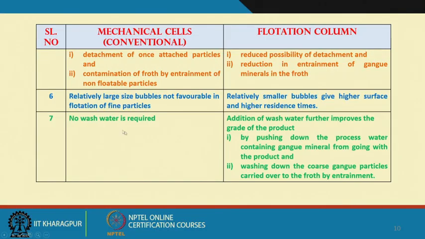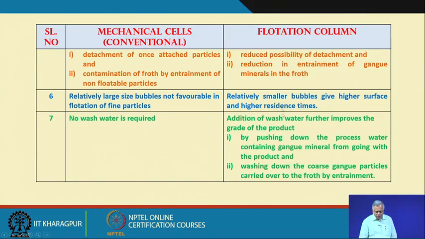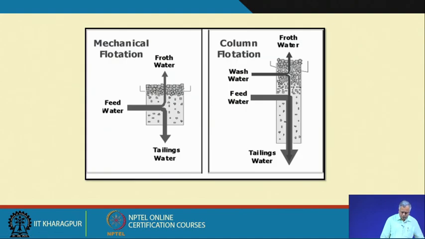In mechanical cells, no wash water is required. In a flotation column, addition of wash water further improves the grade of the product by pushing down the process water containing gangue mineral from going with the product, and washing down the coarse gangue particles carried over to the froth by entrainment. This is what I was trying to tell you.